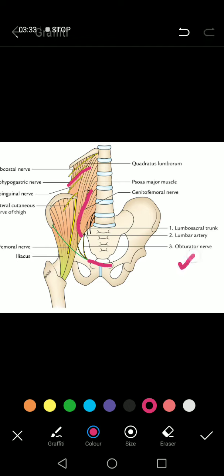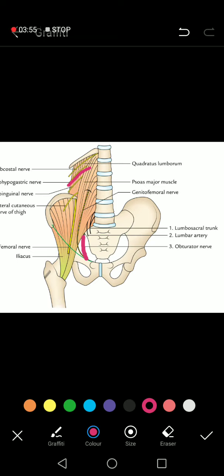Next, let's talk about the obturator nerve. The obturator nerve is responsible for supplying the obturator muscles, and it emerges near the medial border of the psoas major. And it is crossed by the internal iliac vessels and ureter, and it will supply the obturator muscles after passing through the obturator canal.